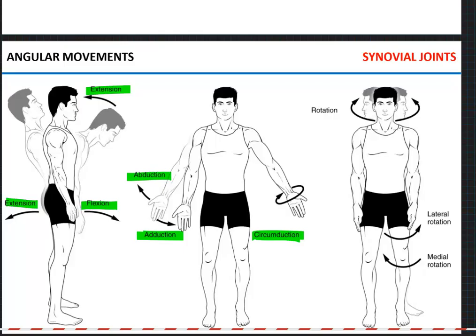I want you to distinguish clearly between circumduction and rotation. If you do this with your head, unfortunately we cannot record that movement, but this is circumduction. This is rotation. Now try to straighten up your arm and rotate it. Your shoulder can rotate. That's rotation. That's a completely different motion. That makes sense? Okay.